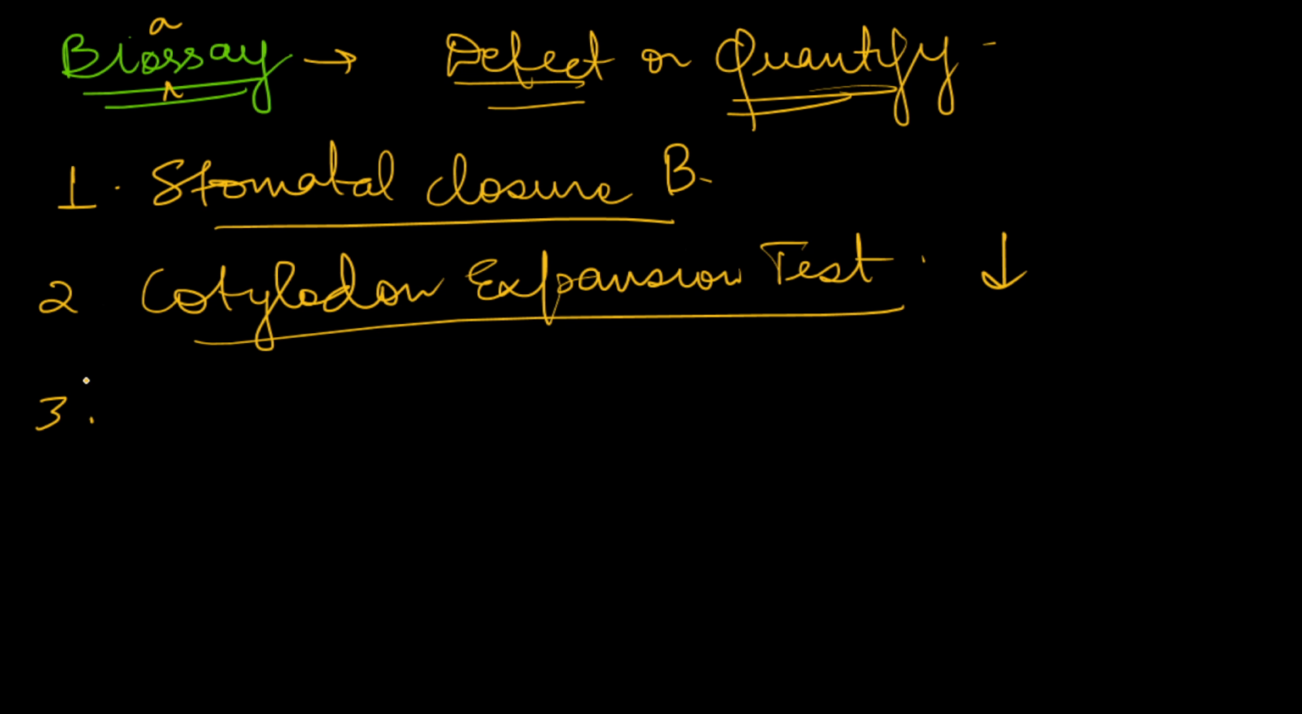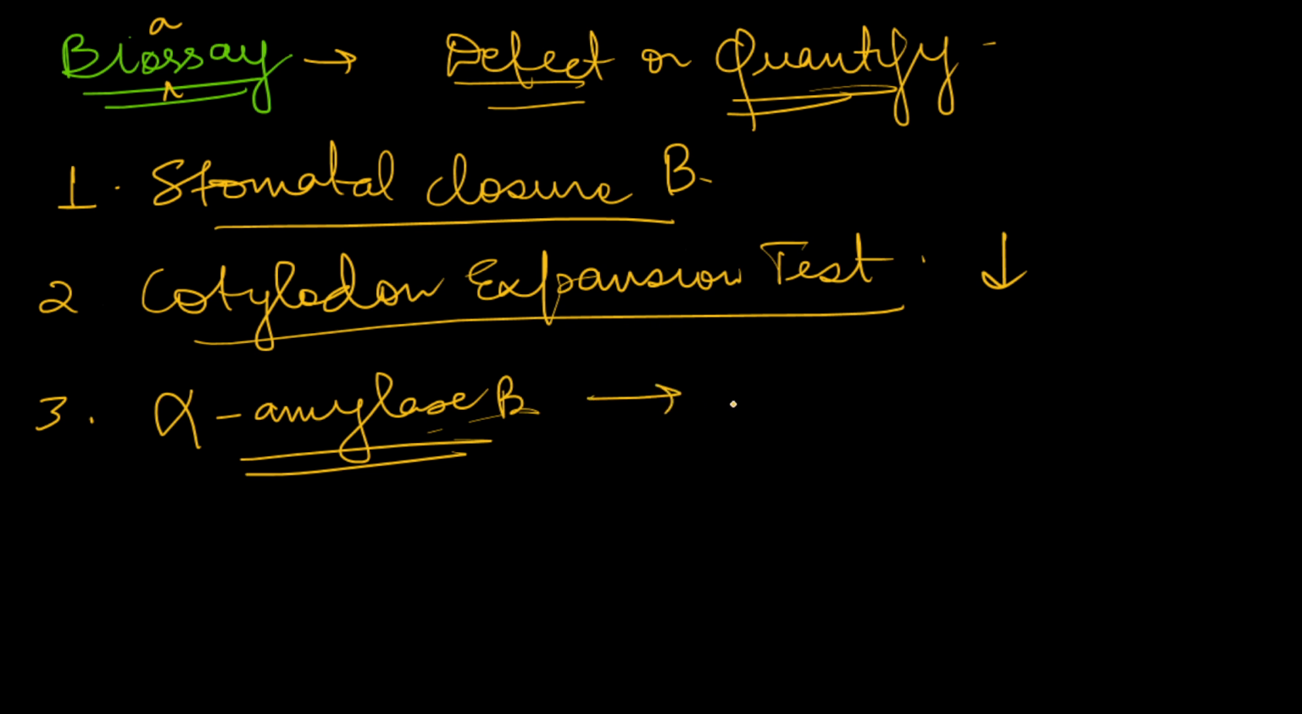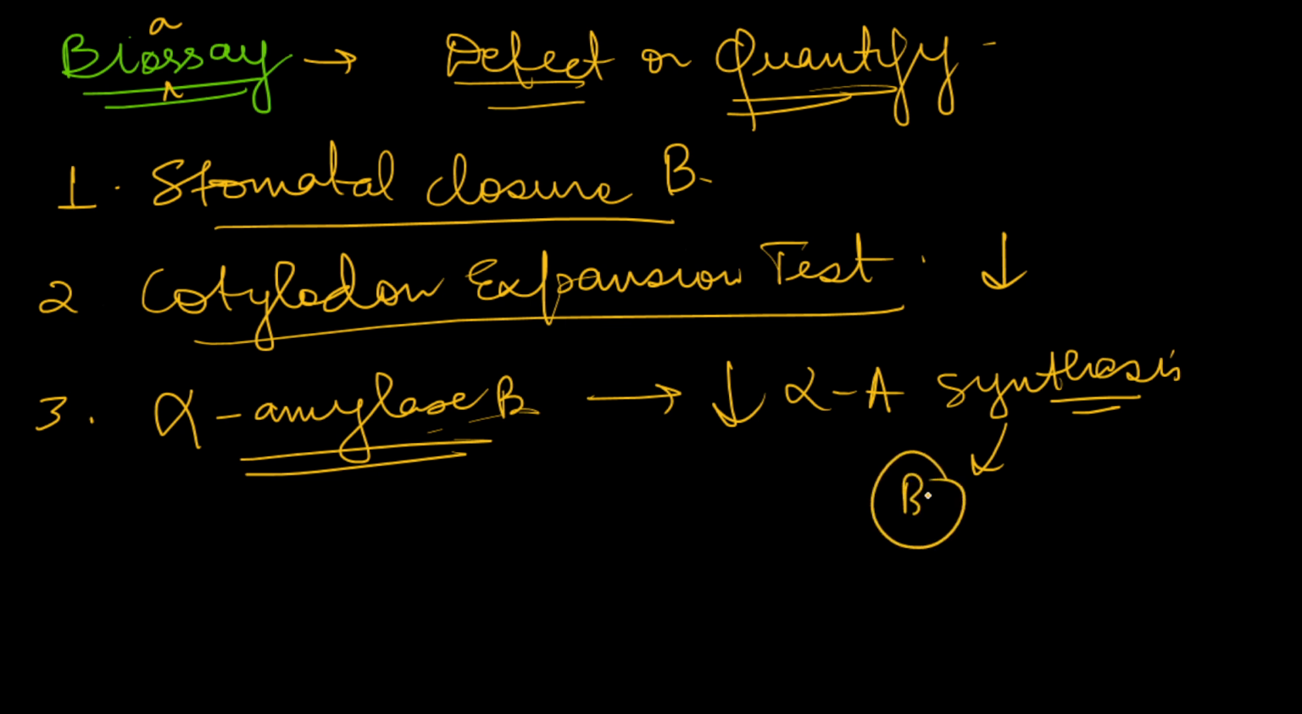We can also do the alpha amylase bioassay, because you will find that ABA inhibits alpha amylase synthesis, especially in barley. The degree of inhibition correlates to ABA concentration. If the inhibition is more, obviously ABA concentration is more. If the inhibition is less, the concentration is less. So this can be done.